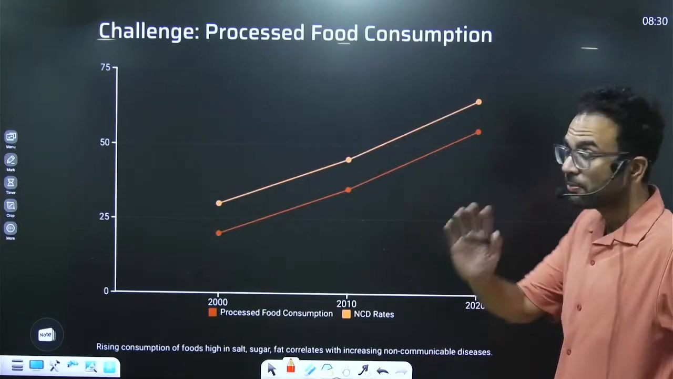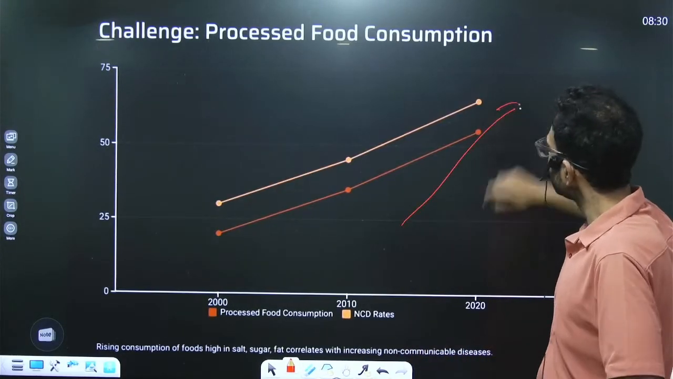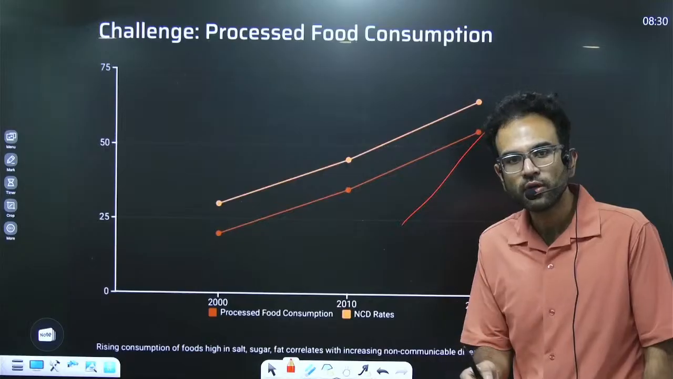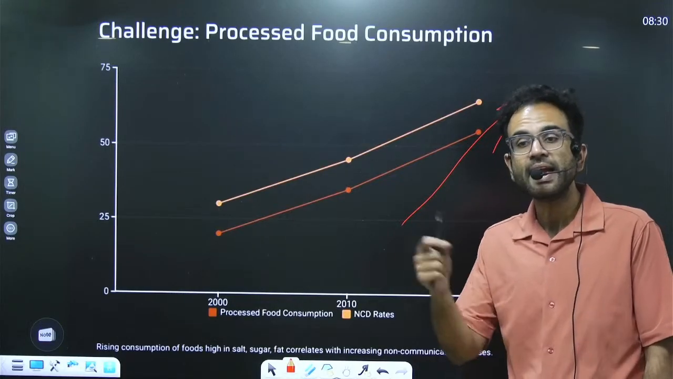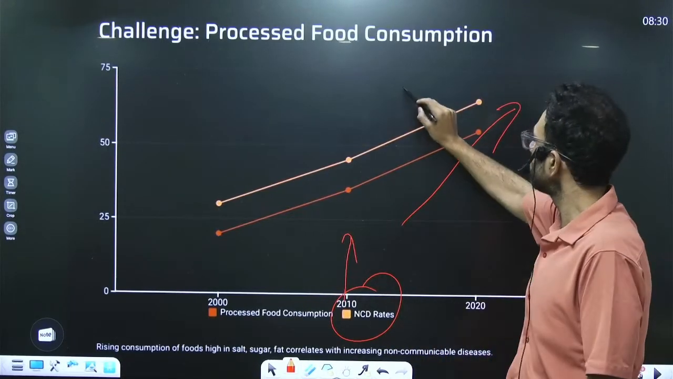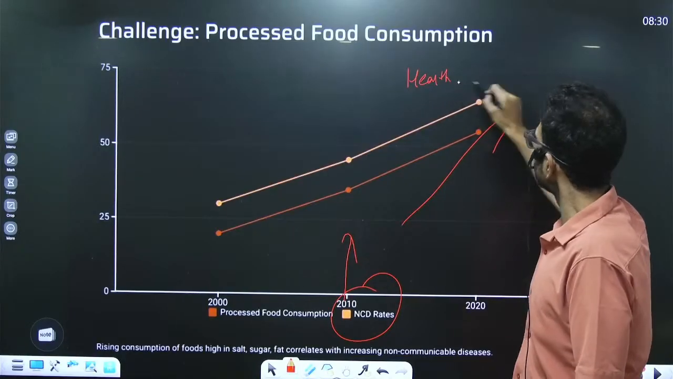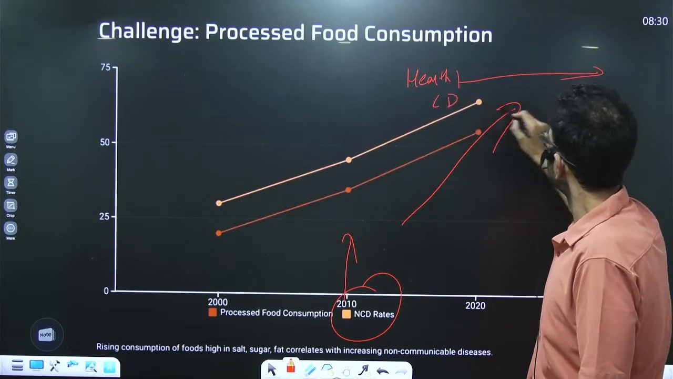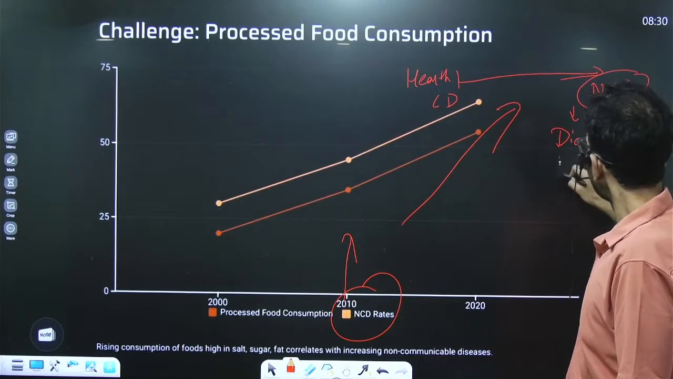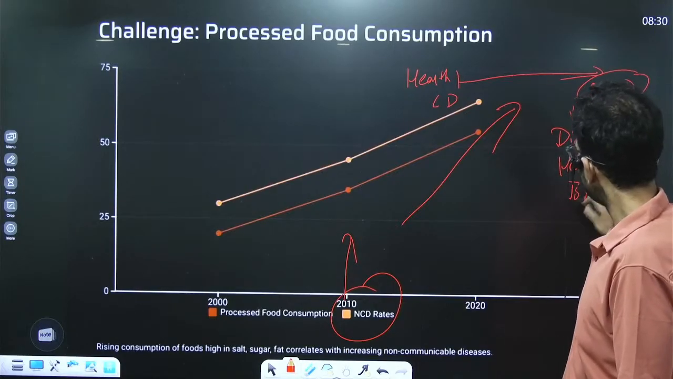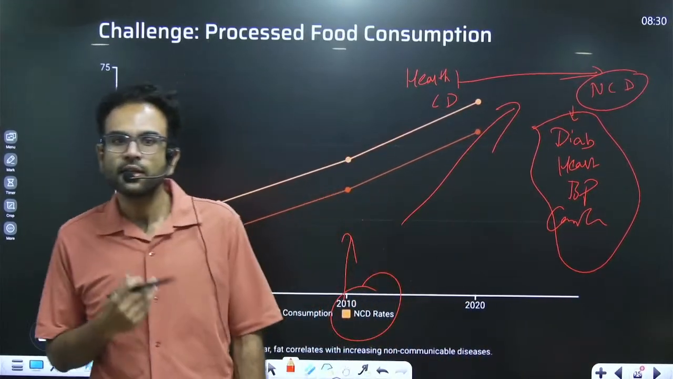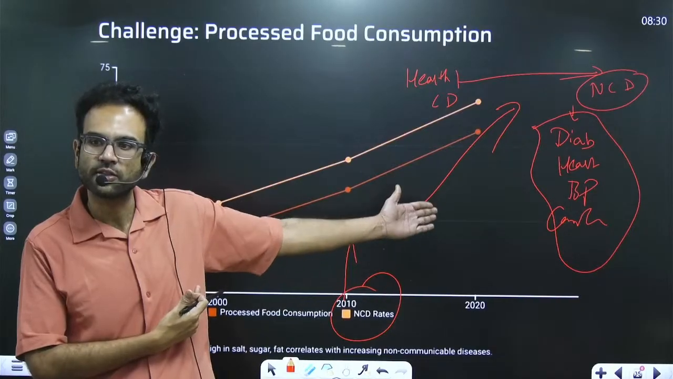But the problem here is that there is a significant increase in processed food. This processed food industry is growing at a breakneck speed, and this is leading to a health challenge where we are moving, when you take health as a paradigm, from communicable diseases to lifestyle diseases or non-communicable diseases, like diabetes, heart strokes, BP, cancer. All of this is linked to our lifestyle. So the health sector is also supposed to respond to this crisis.